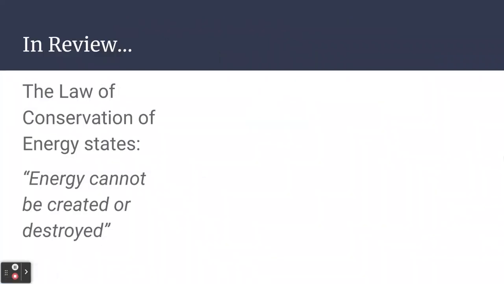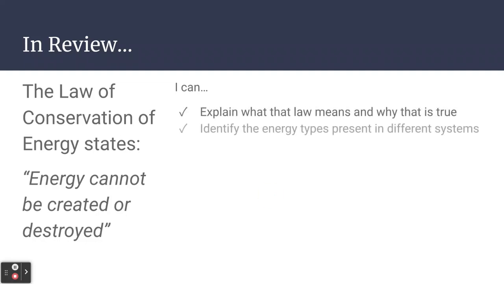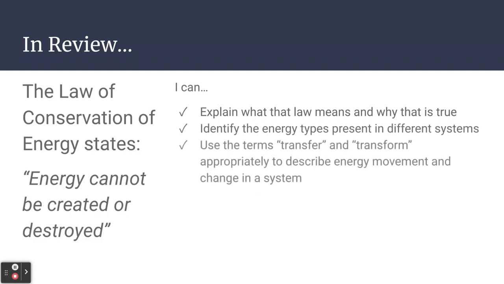Okay, so in summary, in review, the law of conservation of energy states that energy cannot be created or destroyed. So here's what you will need to do for the mastery check and what I want you to understand from this lecture. Explain what that law means and why it is true. Identify the energy types present in different systems. Use the terms transfer and transform appropriately to describe energy movement and change in a system.